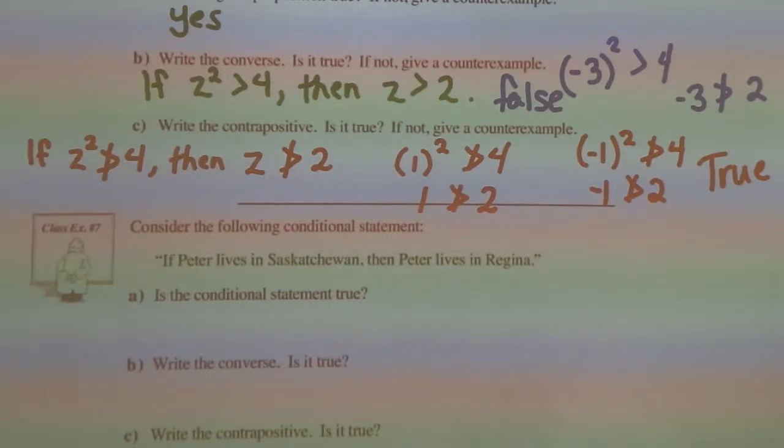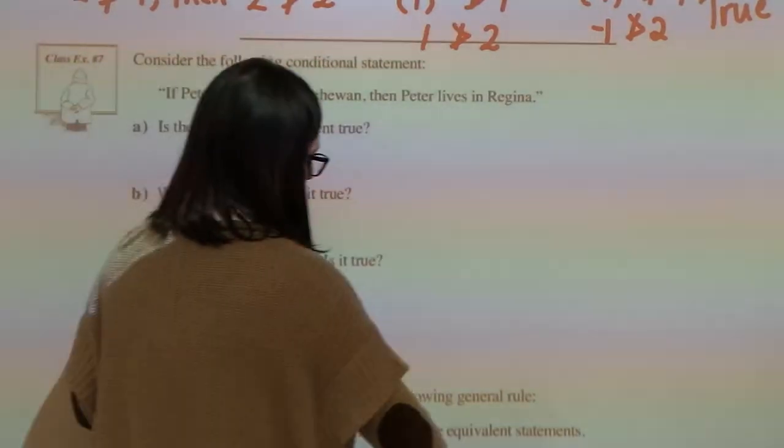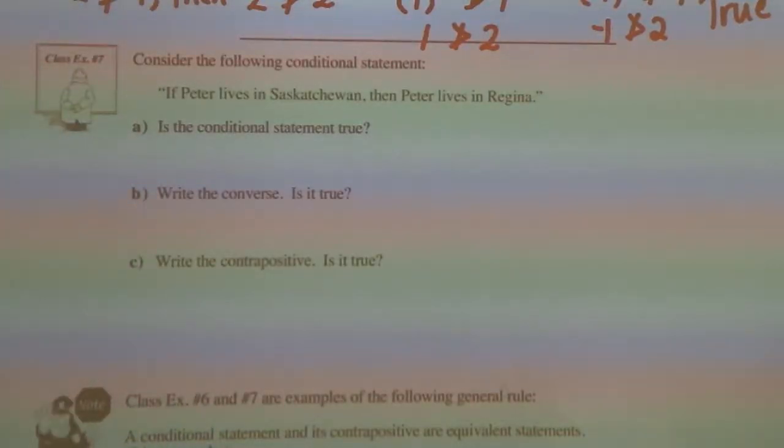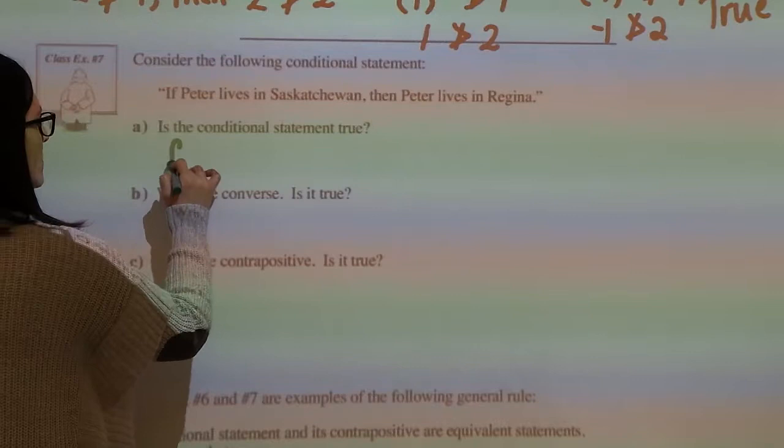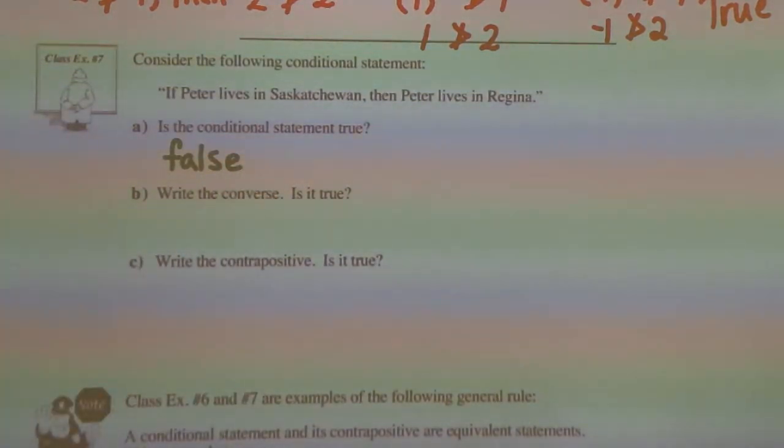Last example. If Peter lives in Saskatchewan, then Peter lives in Regina. True or false? False. And why is the statement false? Because you could live anywhere in Saskatchewan.